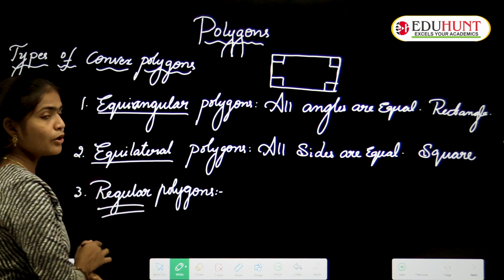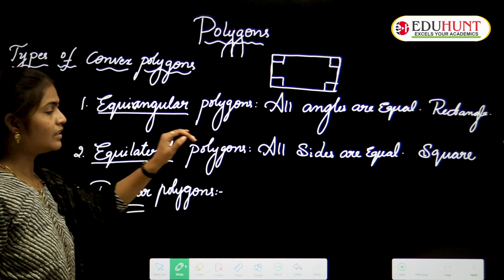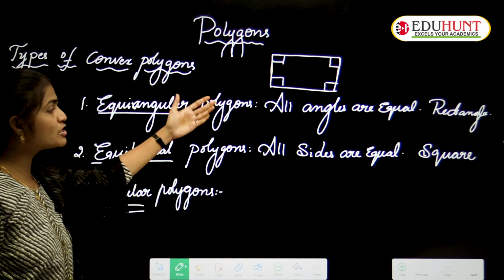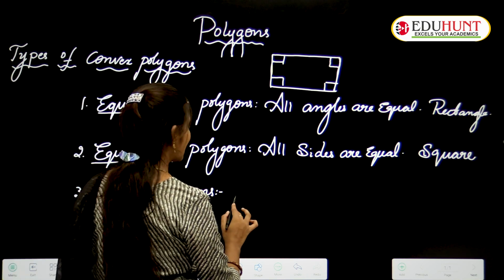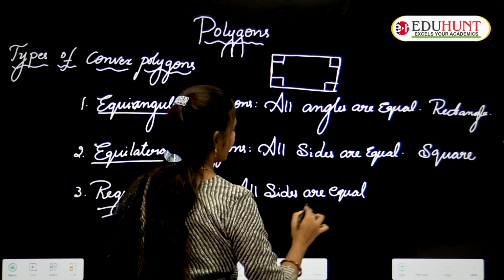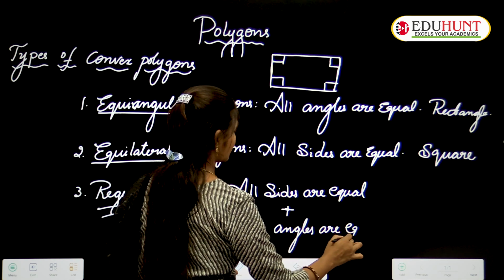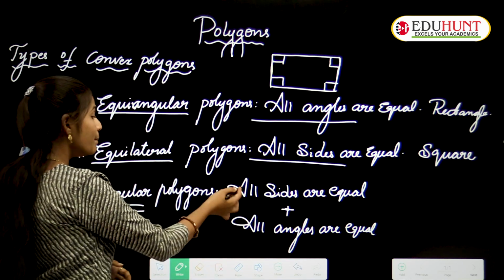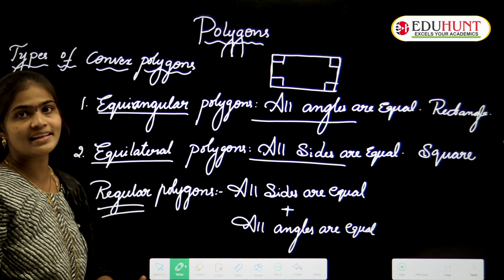Next, regular polygons means what? Here just observe that equiangular means all angles are equal, and equilateral means all sides are equal. Now the combination of these two, okay, we will get regular polygons. So regular polygons means all sides are equal and all angles are also equal. Okay, in one case only angles are equal, in the other only sides are equal, but with regular polygons, all sides are equal as well as all angles.